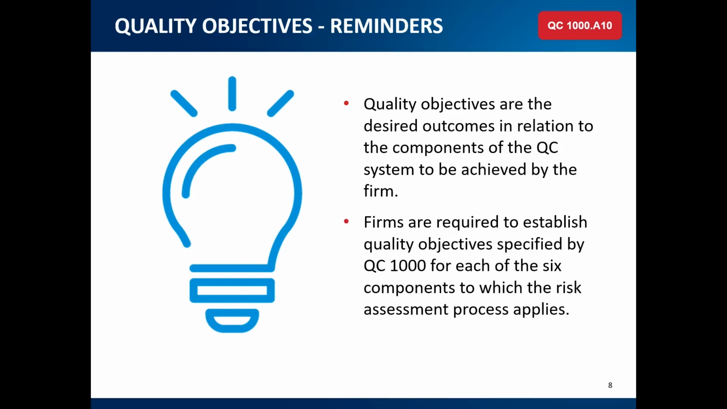Before we dive into the quality objectives for this component, I would like to remind everyone that the quality objectives we discussed today are required to be established by the firm. QC 1000 specifies required quality objectives for each of the 6 components to which the risk assessment process applies. Quality objectives are a defined term in Appendix A of QC 1000, and they are defined as the desired outcomes in relation to the components of the QC system to be achieved by the firm.